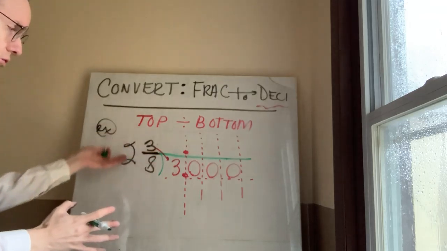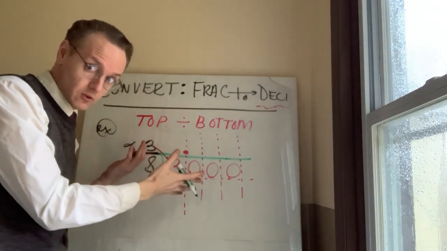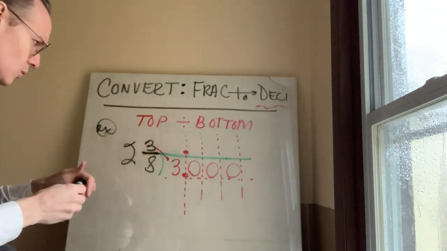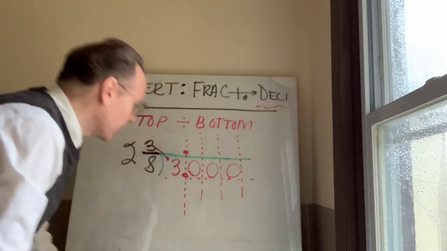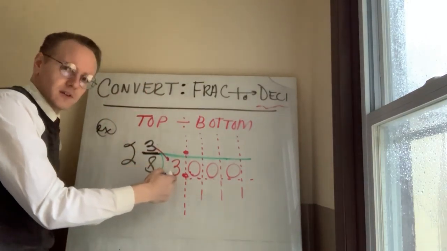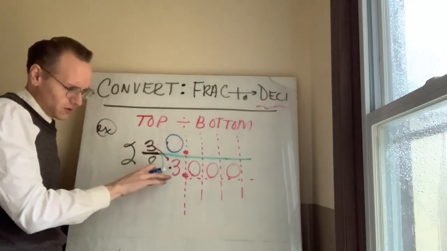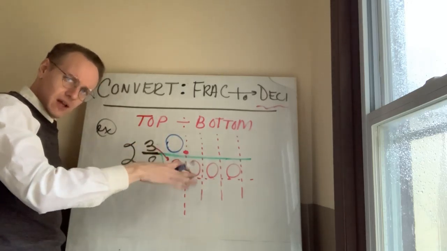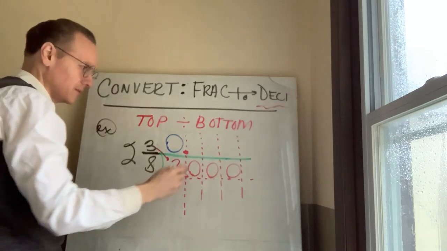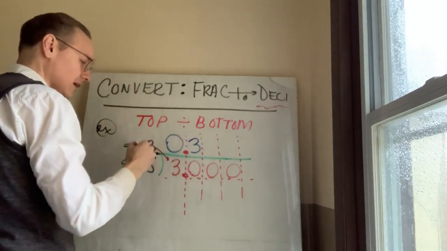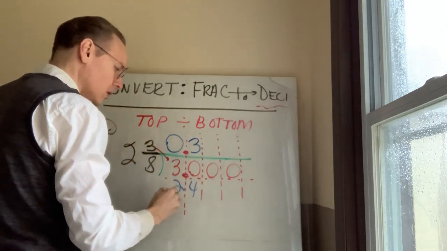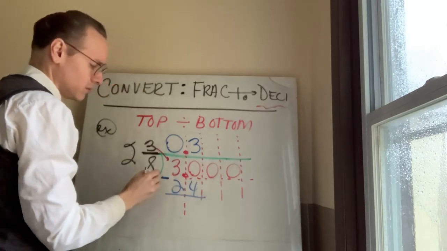You could convert this to an improper fraction if you wanted to first, but that's more trouble than it's worth. So, anyhow, 8 does not fit into 3. It's too small. We don't ignore it, we just fill the void. Then you read this as 30, naturally. How many 8s can you fit into 30, roughly? 3. 8 times 3 is 24. And then you subtract.